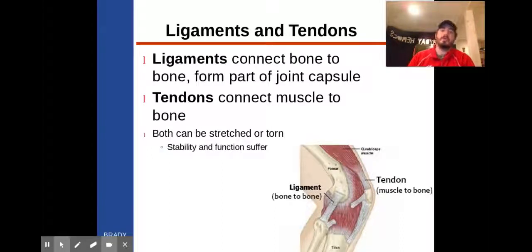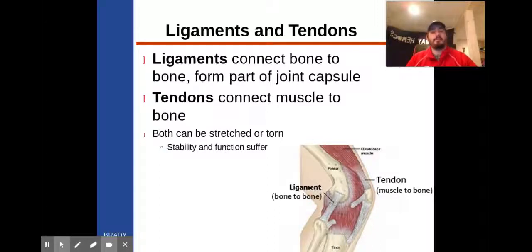So a ligament connects bone to bone. All right, so ligaments are bone to bone. They're part of that joint capsule. And tendons connect muscle to bone. All right, and you can injure both of these very easily. I'm sure you know somebody who has.